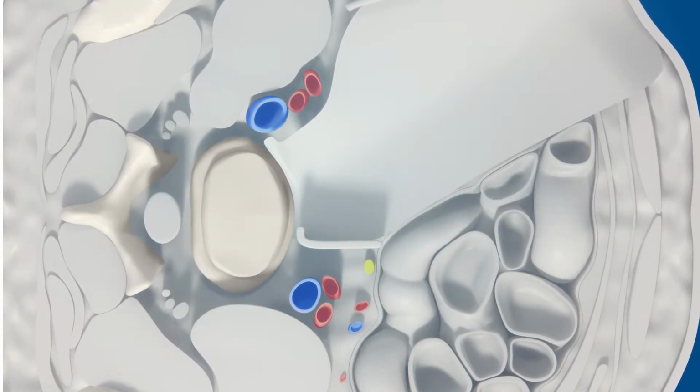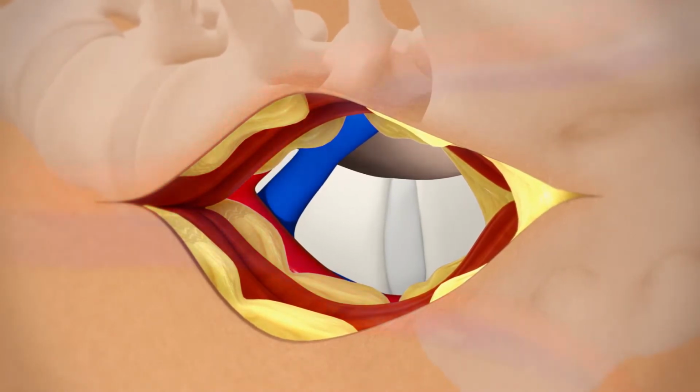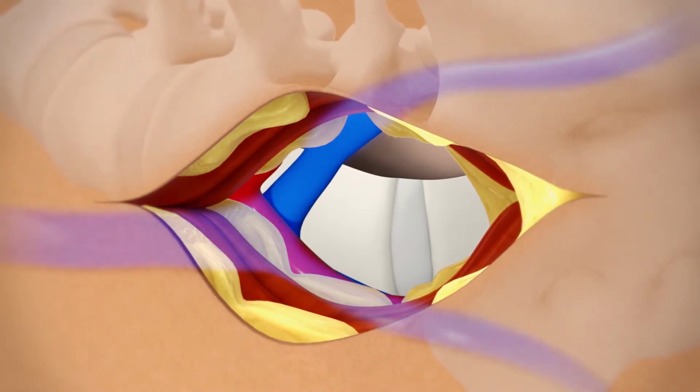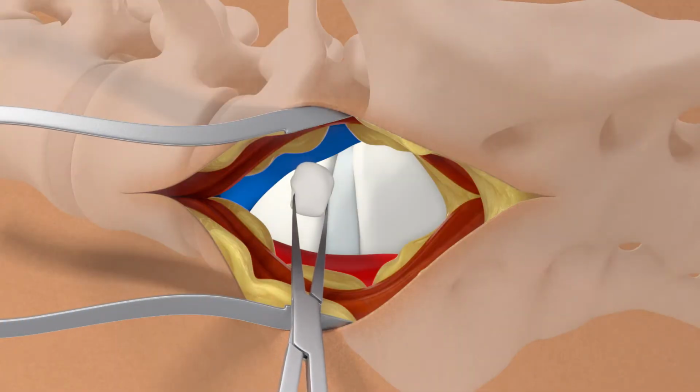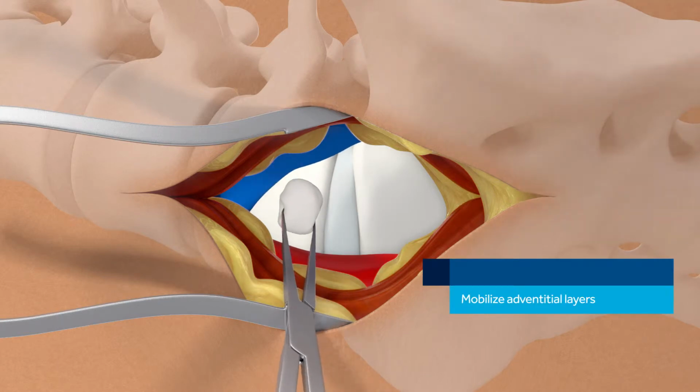Continue the dissection while searching for the common iliac artery pulse, with appreciation that the common iliac vein is just medial to the artery. Adventitial layers on the anterior disc should be mobilized using gentle blunt dissection.